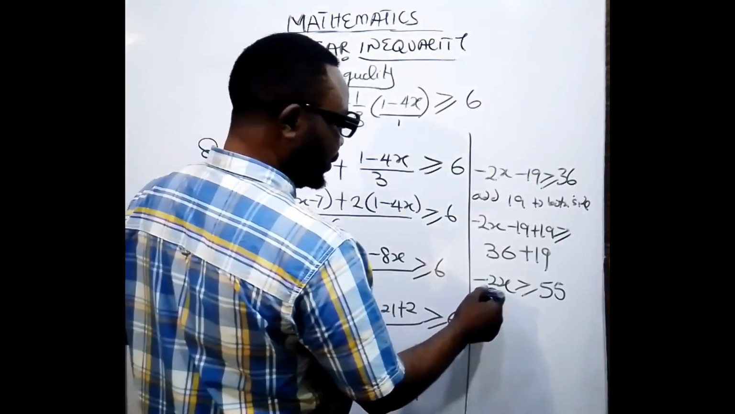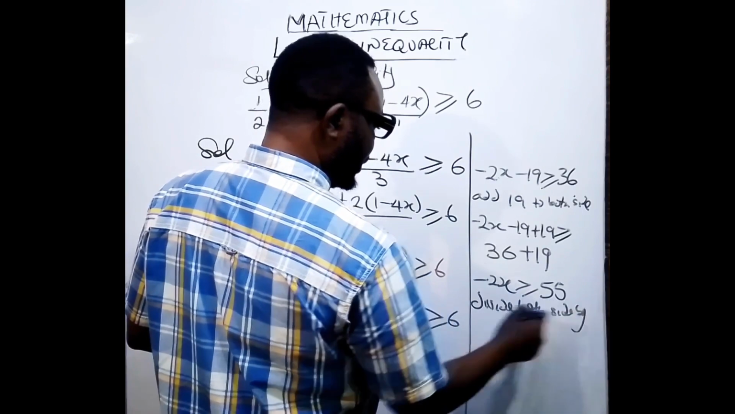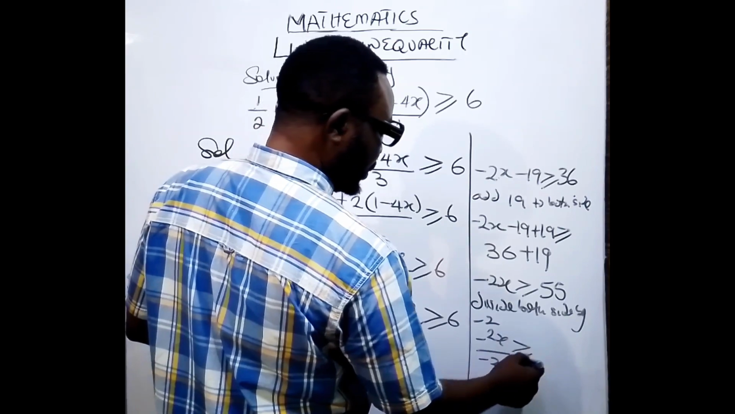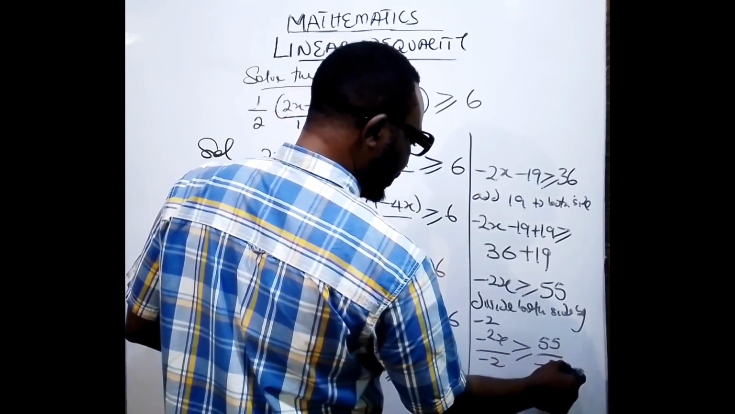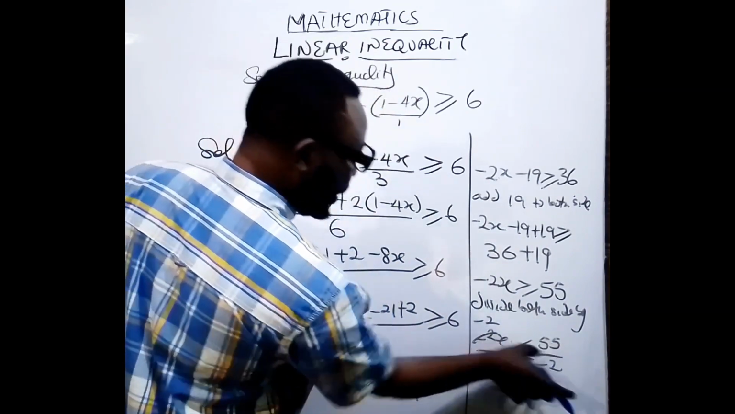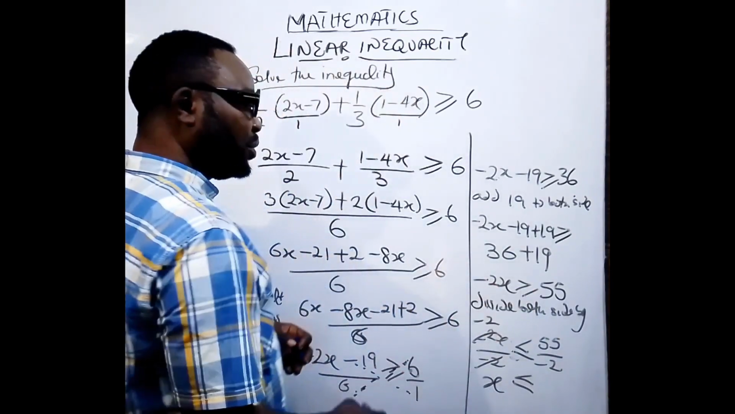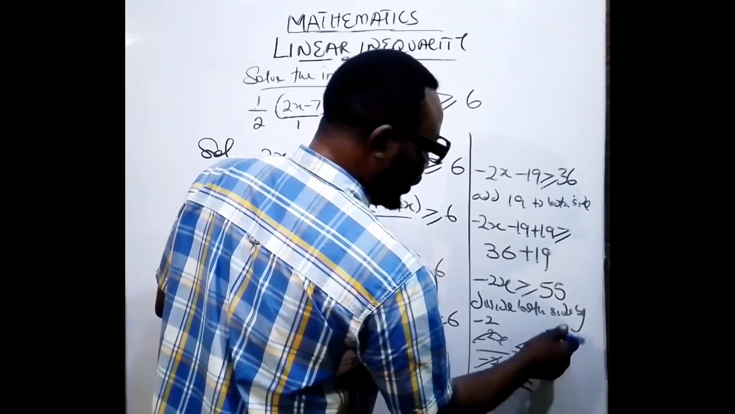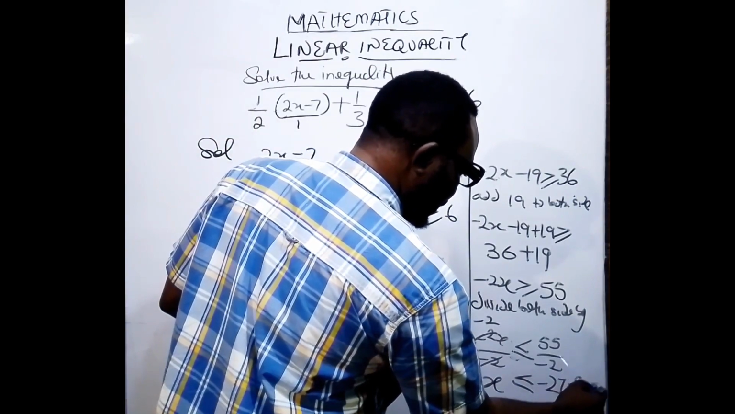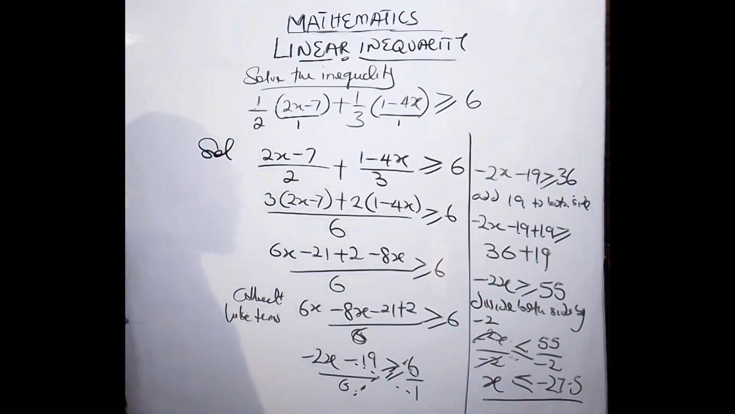So we have to divide both sides by minus 2. So we are going to have minus 2x over minus 2 greater than or equal to 55 over minus 2. So it becomes what? It changed to less than or equal to because we have applied this minus 2 to both sides. So x is now less than or equal to, the sign will change definitely, 55 divided by minus 2, which will be minus 27.5. So x is less than or equal to minus 27.5.